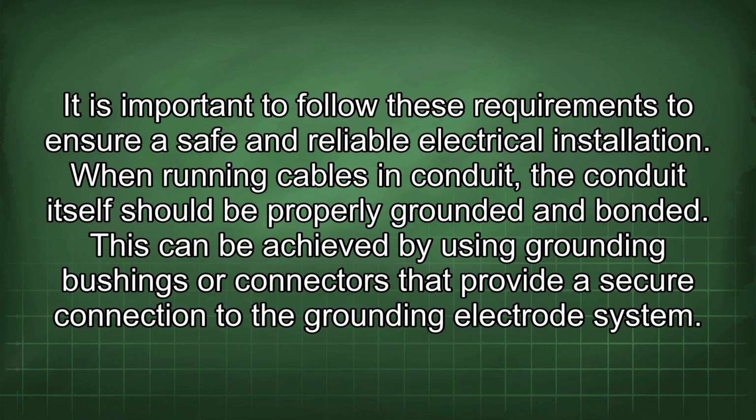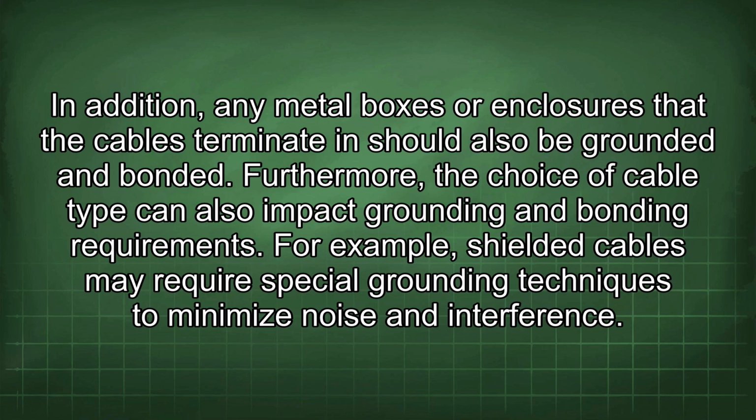When running cables and conduit, the conduit itself should be properly grounded and bonded. This can be achieved by using grounding bushings or connectors that provide a secure connection to the grounding electrode system. In addition, any metal boxes or enclosures that the cables terminate in should also be grounded and bonded.